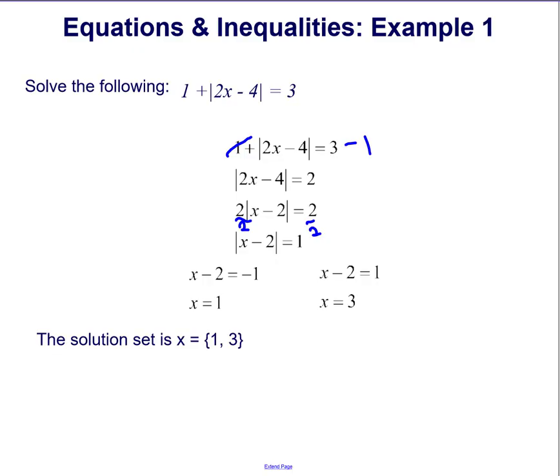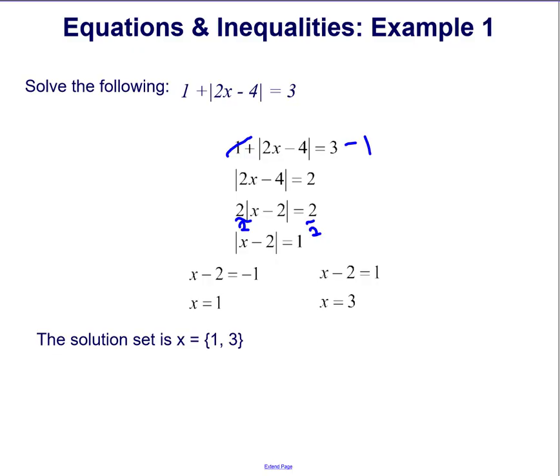Next, I set up my two cases. x minus 2 is equal to negative 1, and x minus 2 is equal to positive 1, which leaves me with two answers. x is equal to 1, x is equal to 3. So my solution set is x is equal to 1 and 3.